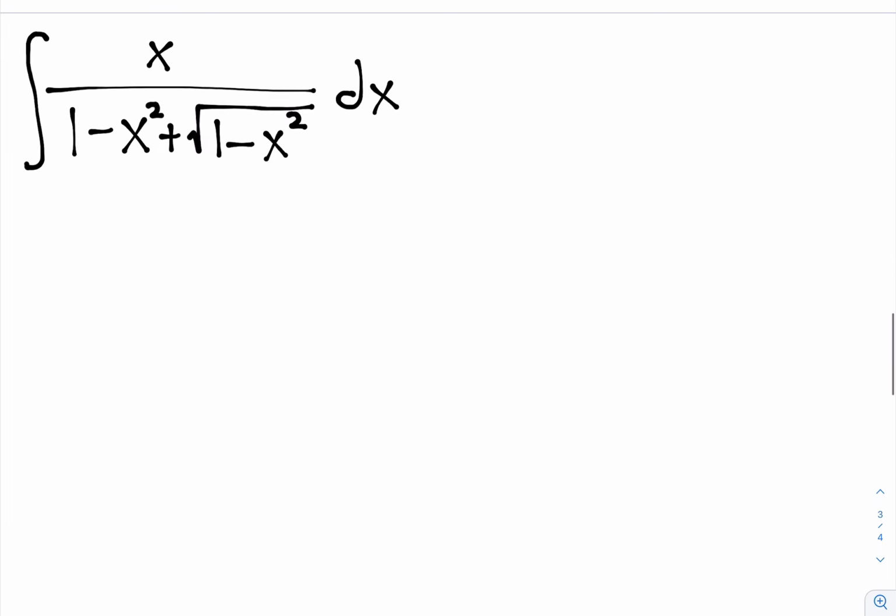Okay, last one here. Definitely a challenging one, so let's just take it step by step here. So this is an indefinite integral, right? Of x over 1 minus x squared plus the square root of 1 minus x squared. So we see 1 minus x squared twice. Obviously, that's probably going to be our u. So u is 1 minus x squared. Du is negative 2x dx.